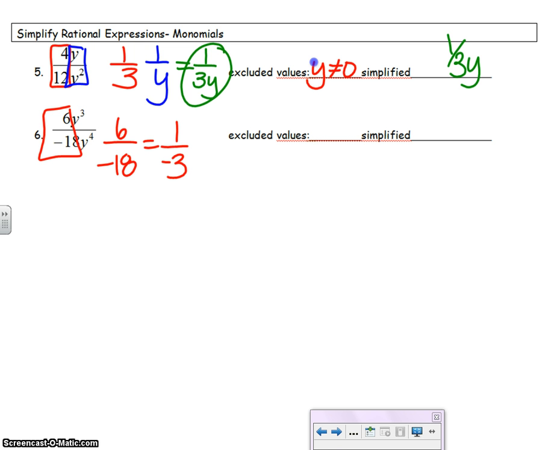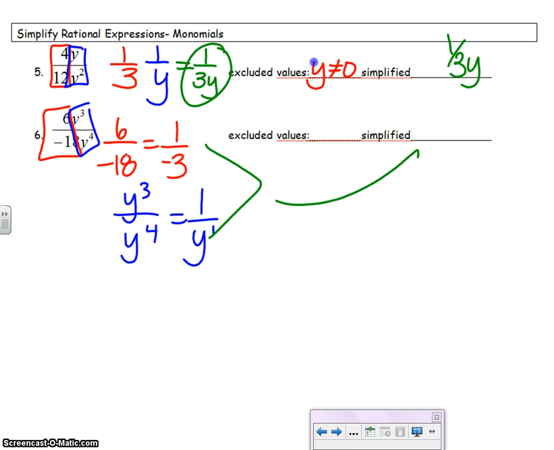And then I look at the y to the third over y to the fourth, and that's going to reduce using my exponent rules to 1 over y to the first, or just 1 over y. So when I put my answer together, my simplified answer will be 1 over negative 3y.